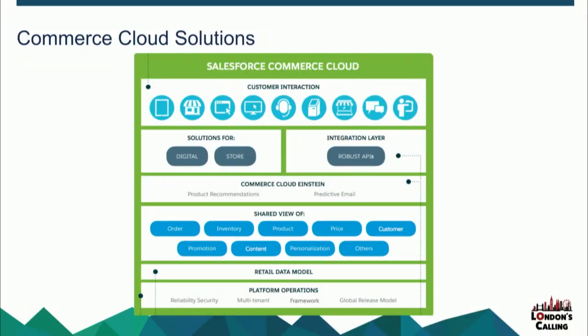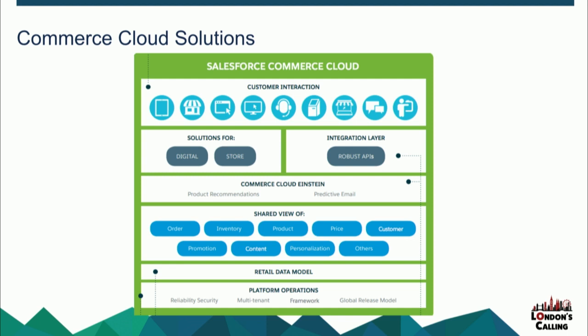So this architecture is very similar to some of the other cloud offerings from Salesforce. At the bottom layer, you have the platform operations or the DevOps. It's a multi-tenant architecture, secure. There is a global release model, which is not similar to Salesforce. B2C commerce follows a monthly release cycle. Then you have a retail data model, which is objects like products, inventories, orders, typical operations that you could think of in an e-commerce environment.